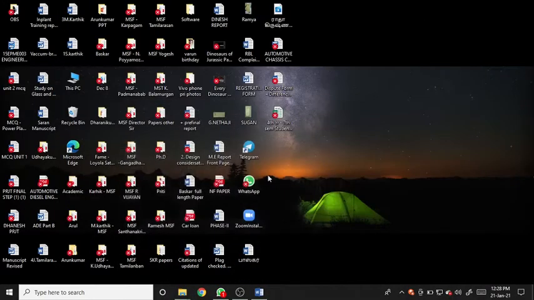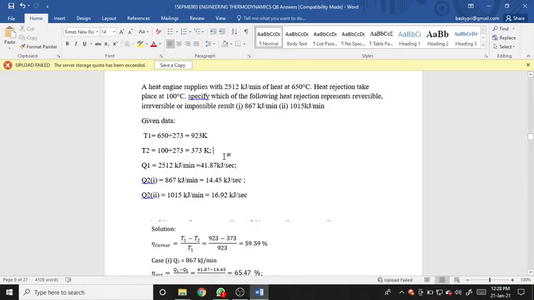Today in class we are going to see the numerical sum for how to solve the heat engine sum. A heat engine is supplied with 2512 kilojoule per minute of heat at a temperature of 650 degrees centigrade. The heat rejection takes place at 100 degrees centigrade. Specify which of the following heat rejections represent reversible, irreversible and or impossible: the first results in 867 kilojoule per minute, and the next case is 1015 kilojoule per minute. Okay, so this is the given question.